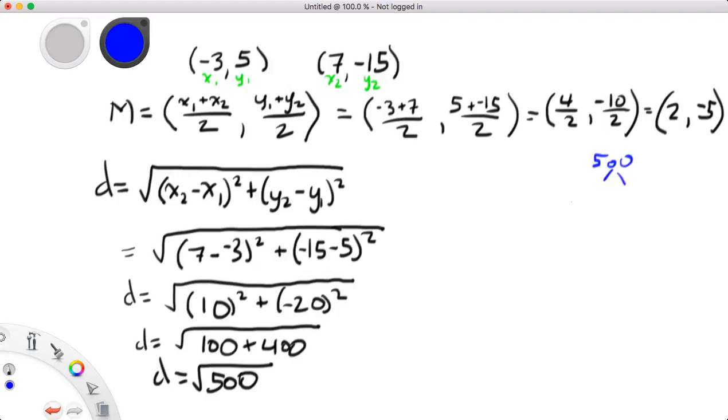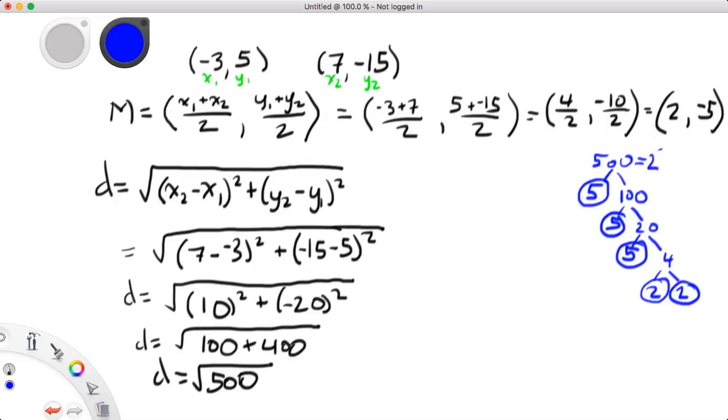And then what we're going to do, of course, is simplify this. Rather than use our calculator and just find the square root of 500, we're going to simplify it the way that I've shown you earlier in this course. We're going to make a factor tree for 500 and bring it down to its prime factorization. So 5 is a prime number times 100, and then 5 is another prime number times 20, and then 5 is another prime number times 4, and then 2 times 2.